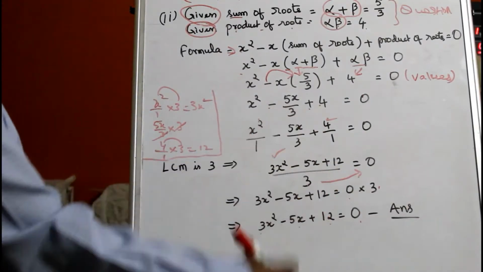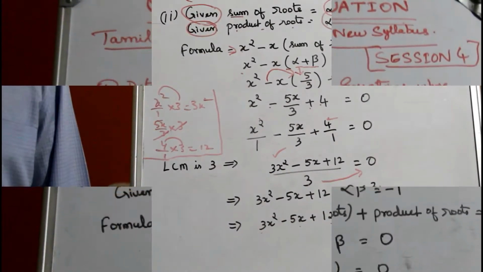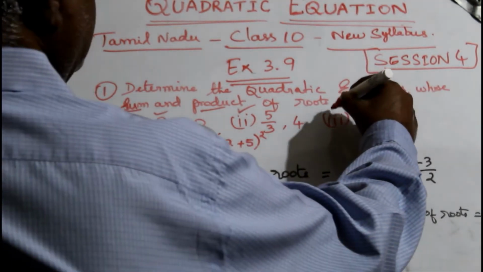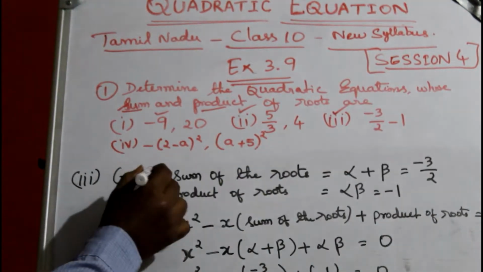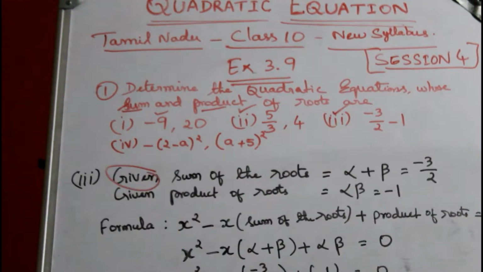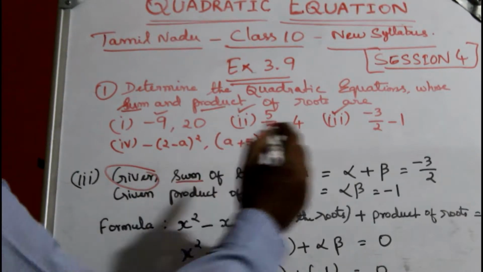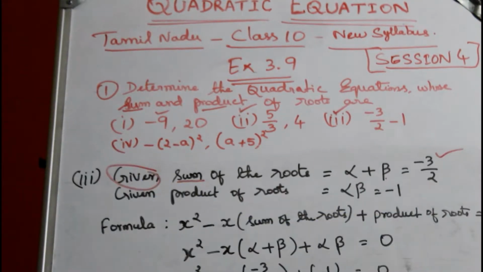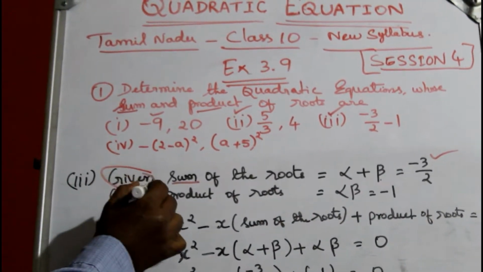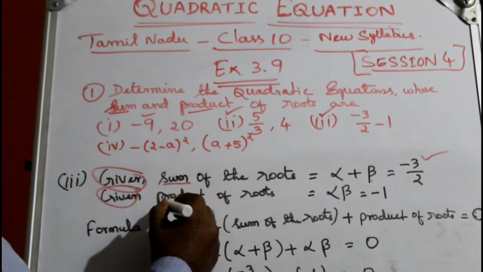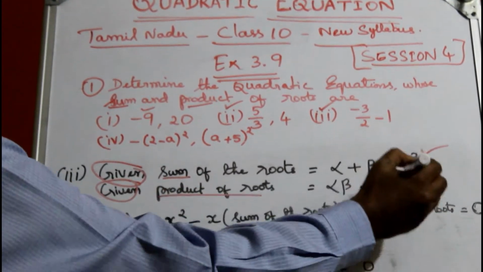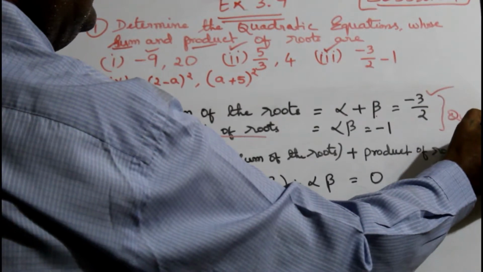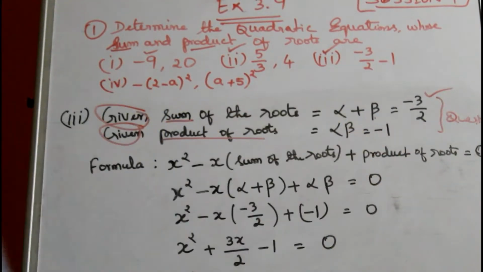Hope you understood this sum. We will do the next sum. Now we will go to the third sum. This is the third sum. Given means question, I said already. Given is the sum of the roots, called alpha plus beta, which is minus 3 by 2. Also given is the product of the roots, which is minus 1. So these two are actually the given question. Now the answer part starts.